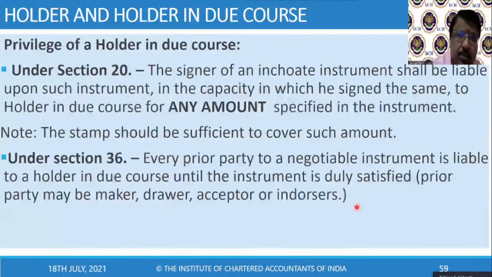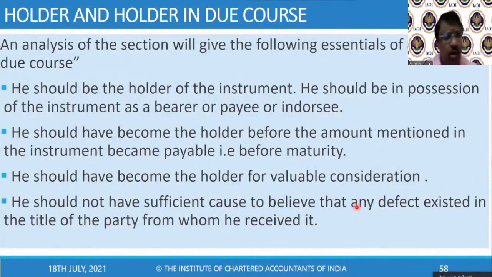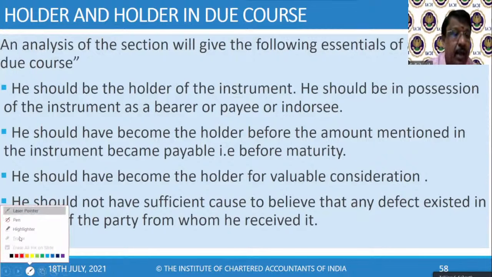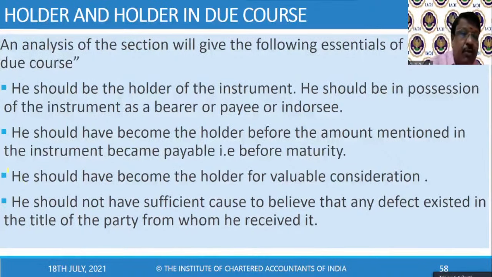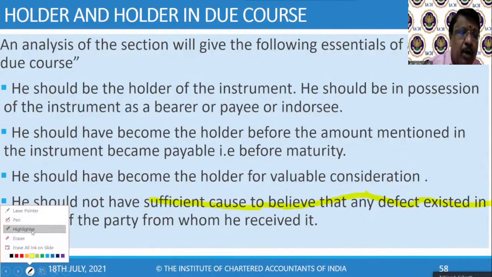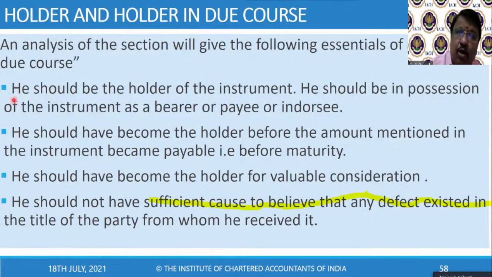Okay. So he should be the holder. A holder in due course is definitely a holder. The instrument, either he should be the bearer or his name should be mentioned as a payee or as an endorsee. Okay. He should have become holder before the amount became due, and he should have paid valuable consideration, and very, very important, he should not have any knowledge, he should not have sufficient cause to believe that any defect exists. So he should be an innocent third party. Only then you can call him a holder in due course. Right. Hope this is clear.